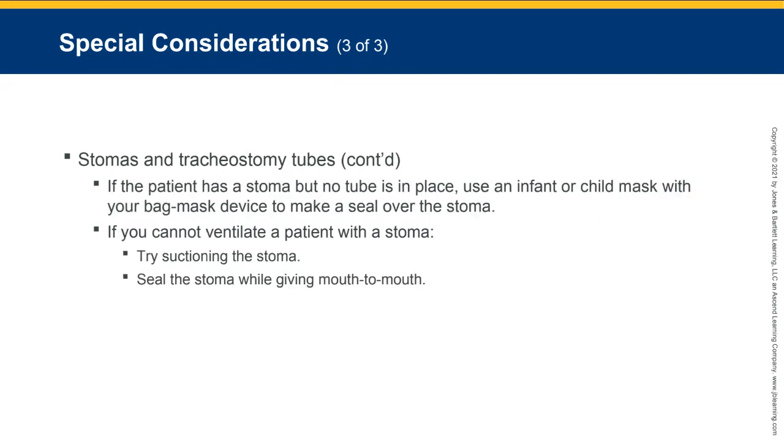If the patient has a stoma but no tube is in place, use an infant or child mask with your bag mask device to make a seal over the stoma. If you cannot ventilate with a stoma, try suctioning the stoma, which is very common. Stomas are commonly obstructed by mucus. Seal the stoma while giving mouth to mouth.